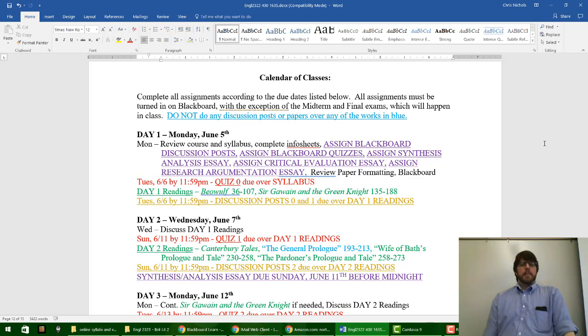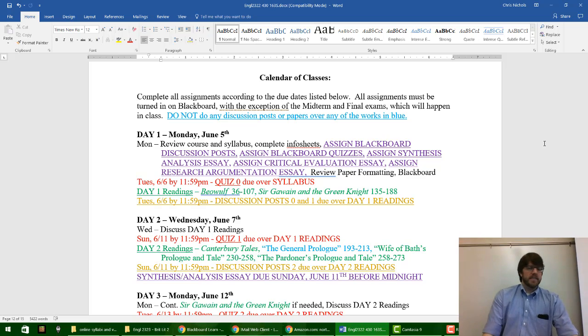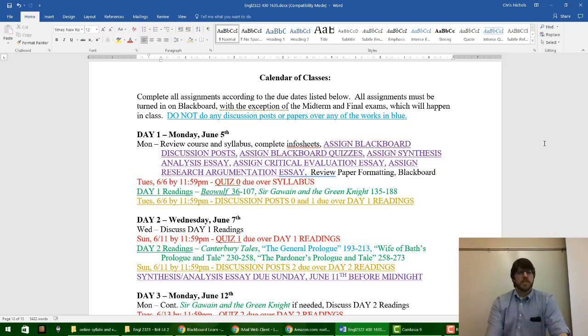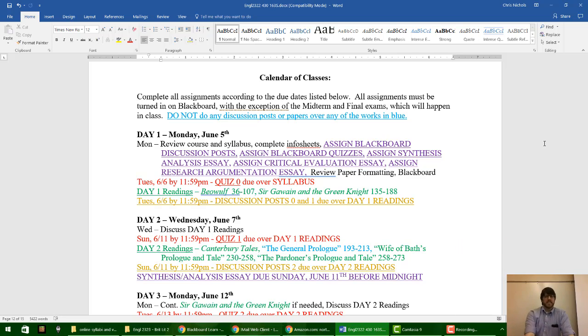So it says to complete all assignments according to the due dates listed below, and it says all assignments must be turned in on Blackboard with the exception of the midterm and final exams, which will happen in class. It says do not do any discussion posts or papers over any of the works in blue.